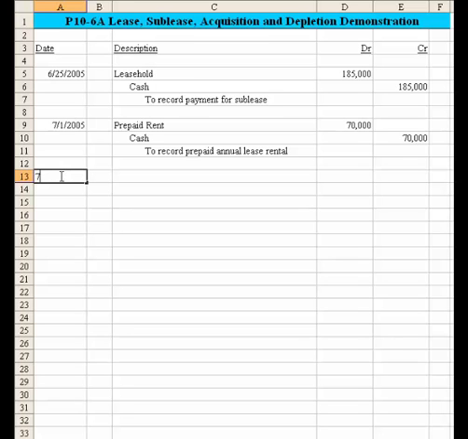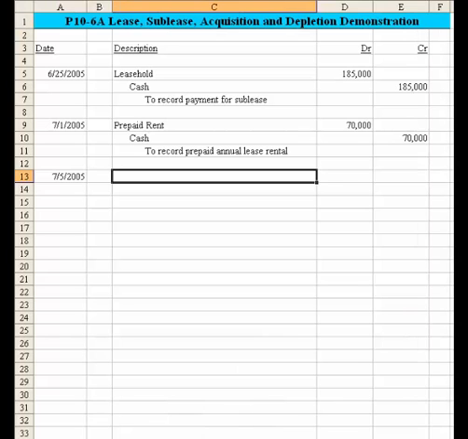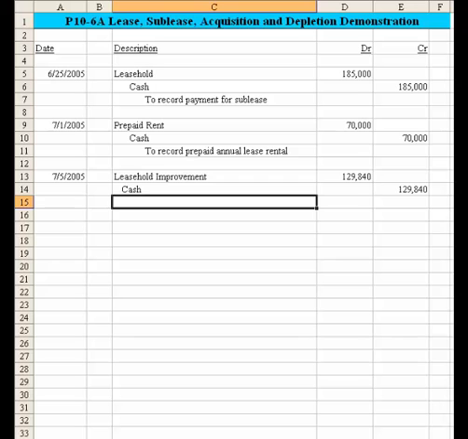Alright, then on July 5th, let's record the Leasehold Improvement. Let's look back at the problem. The Leasehold Improvement was made for $129,840. Let's record that. And again, the credit would go to cash. And to follow proper form, we'll document what this transaction was for.